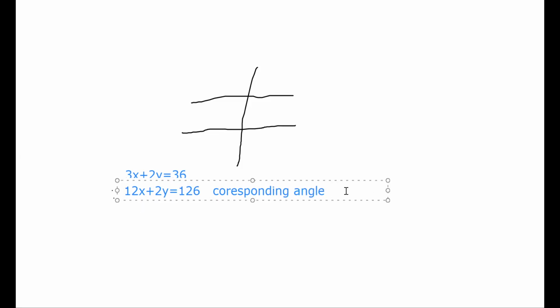Corresponding angle theorem, okay? And the one up was alternate interior angle theorem. You can write it here. It was alternate interior. And then you have two equations. How can I solve them together? You remember we had four methods to solve equations together.